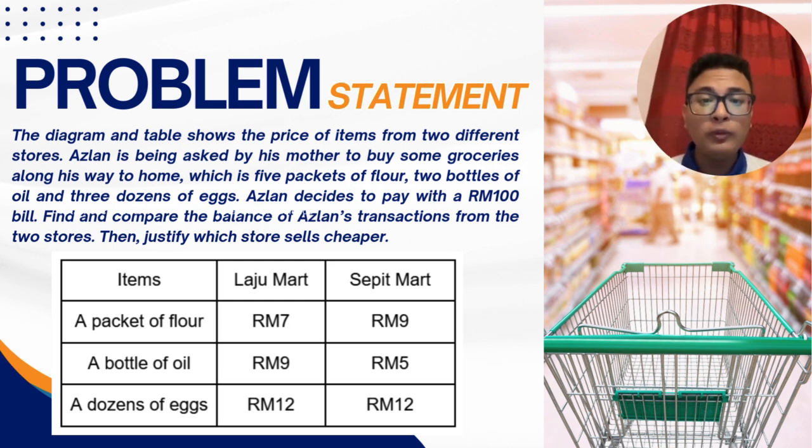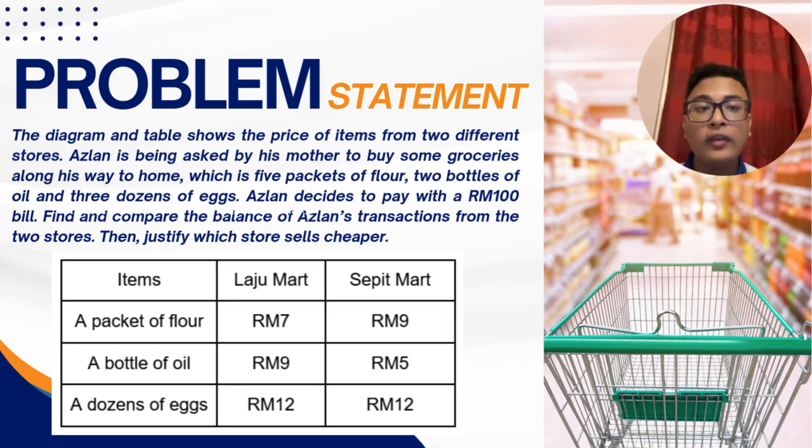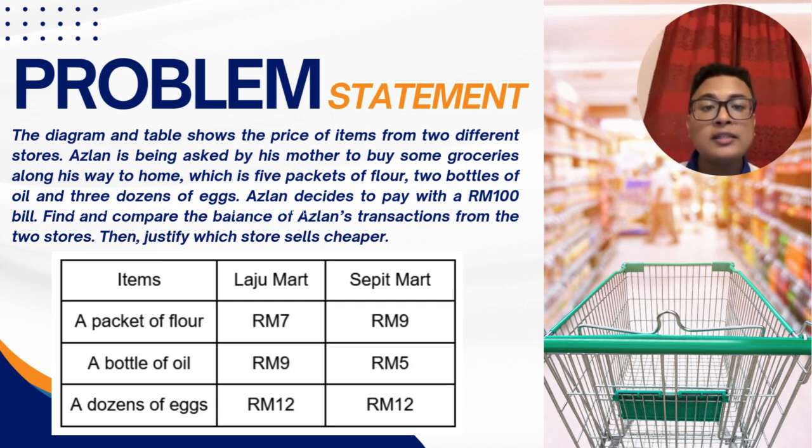Alright, now what's the problem that I found with my friend for the subject mathematical reasoning? The problem says: the diagram and table show the price of items from 2 different stores. Azlan is asked by his mother to buy some groceries on his way home, which are 5 packets of flour, 2 bottles of oil, and 3 dozen eggs. Azlan decided to pay with 100 ringgit. Find and compare the balance of Azlan's transaction from the 2 stores, then justify which store sells cheaper.